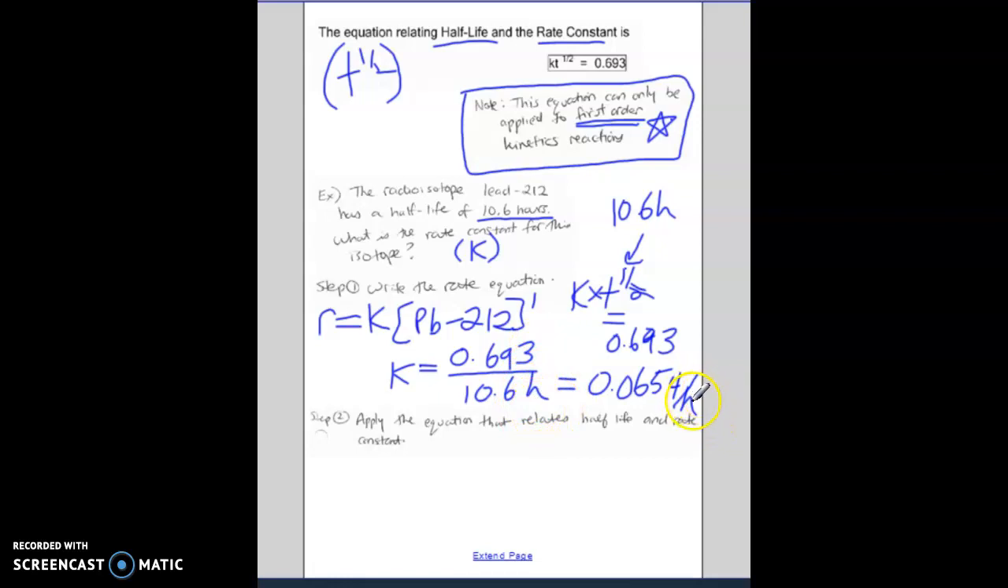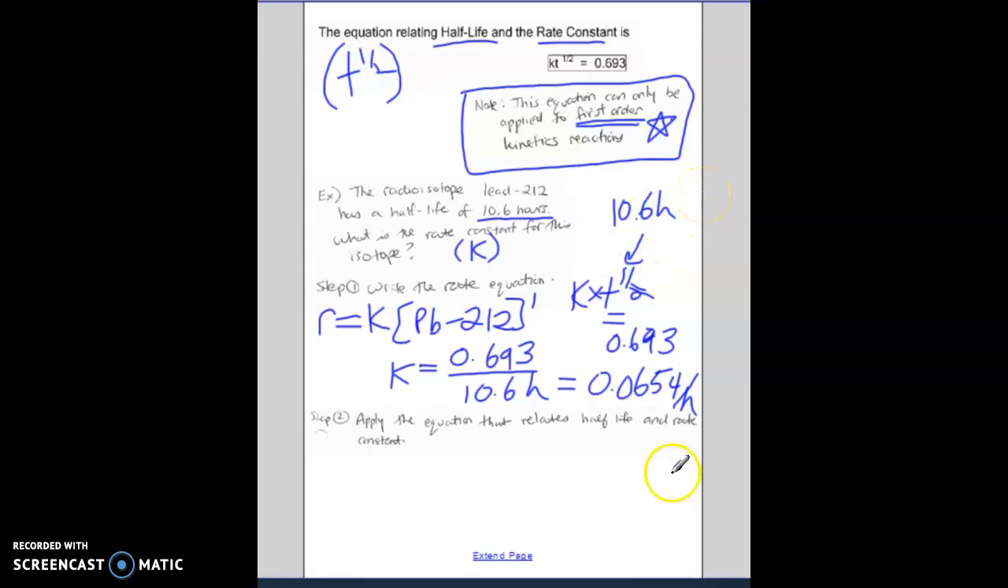Again, the K units will depend on what the half-life unit is. Remember, the half-life can be in seconds, in minutes, in annuals, which is like years. It can be whichever unit it happens to be.